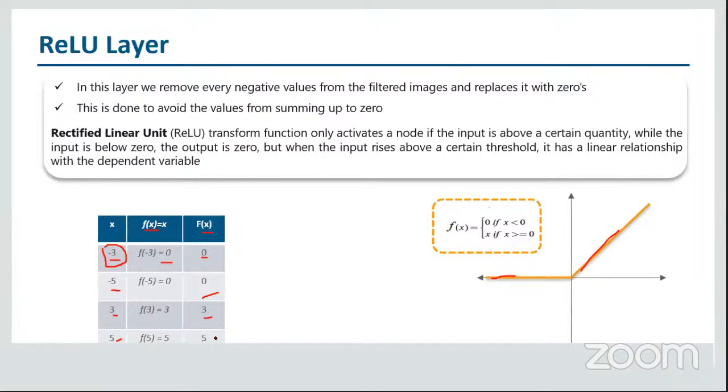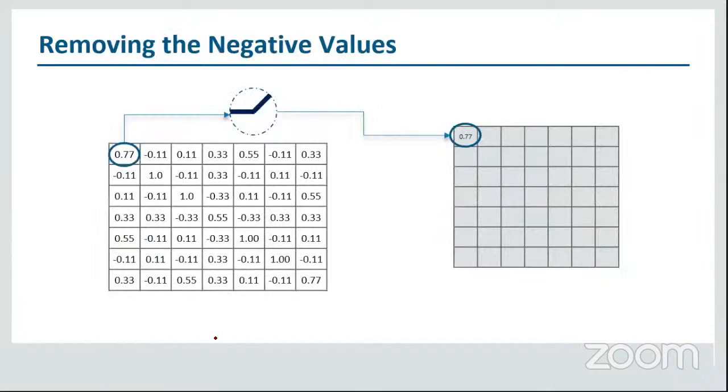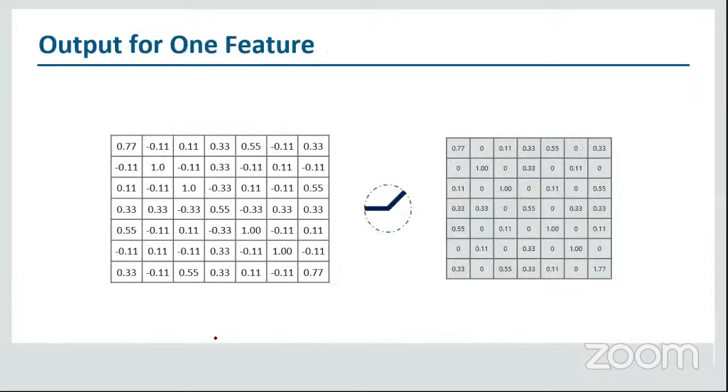Now, with this, let's see what we do with each of the outputs from our filter. We had our filters, there were some positive, some negative. All negative values get converted to 0, all positive values are retained. Now 0.77, which was your first value, is retained, and the second value becomes 0. We do it for the entire matrix of 9 by 9.